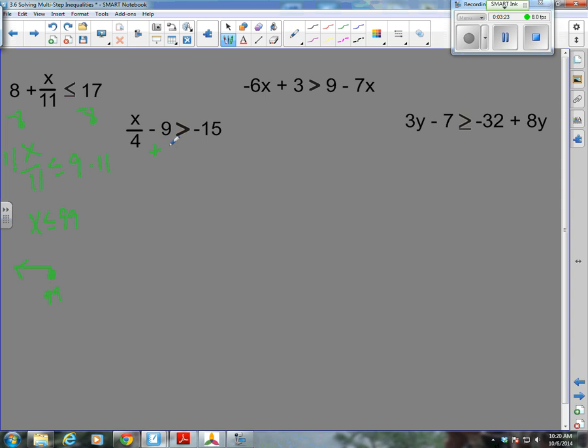Look at this one. I'm going to add 9 to both sides. I get x over 4 is greater than, well, negative 15 plus 9, that's going to be negative 6. Okay. Now, I want to multiply by 4 on both sides. That cancels. I get x is greater than negative 24.